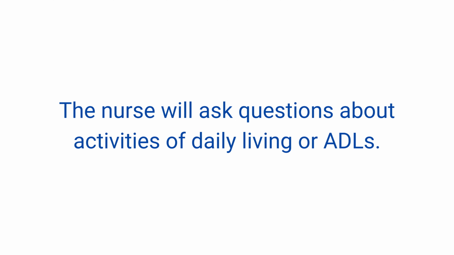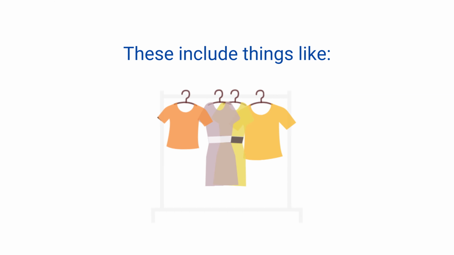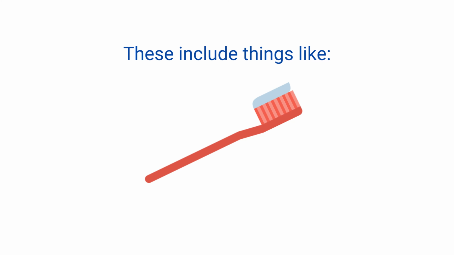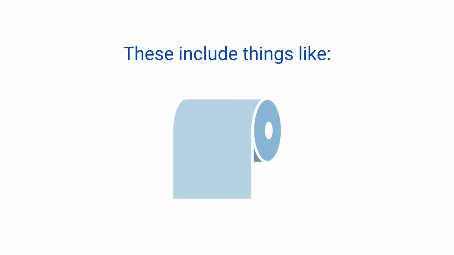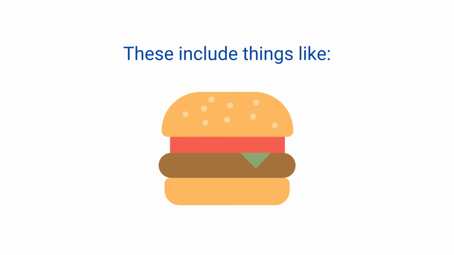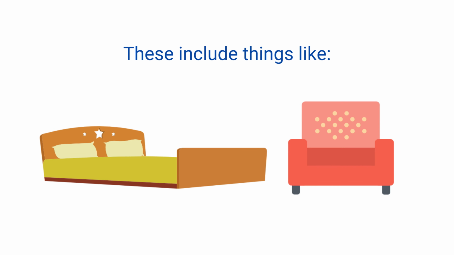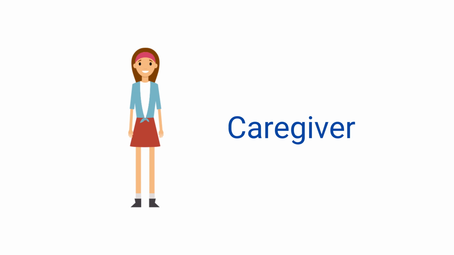The nurse will ask questions about activities of daily living, or ADL. These include things like bathing, getting dressed, brushing your hair and teeth, toileting, your ability to make food, feeding yourself, how you walk, transfer between your bed and a chair, reposition yourself in bed. Anyone else who is familiar with your needs should speak with the nurse during the evaluation.